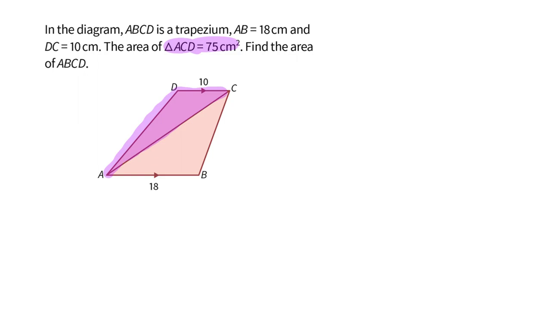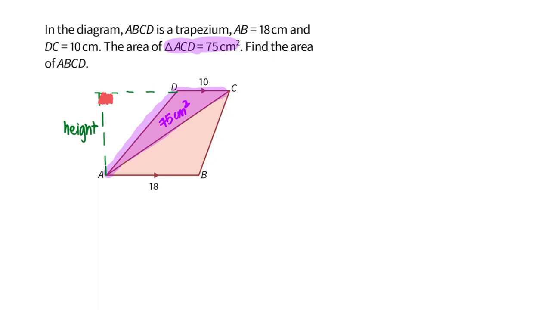Well, this is important because if I were to find the height, do notice that the height of triangle ACD and the height of the trapezium ABCD, they are the same. So if I have this height, I will be able to find the area of ABCD easily. And I know this is 75 cm squared.